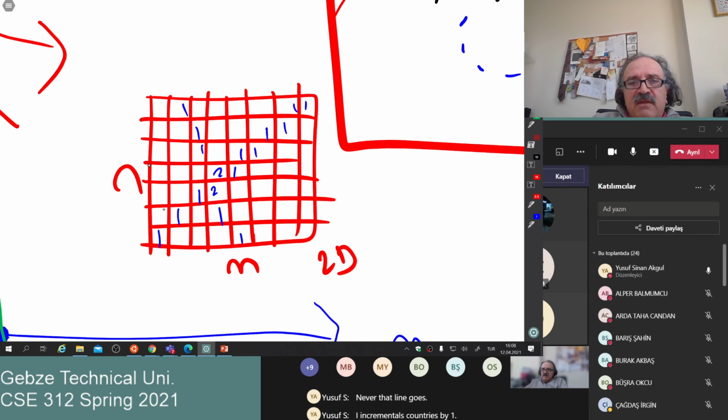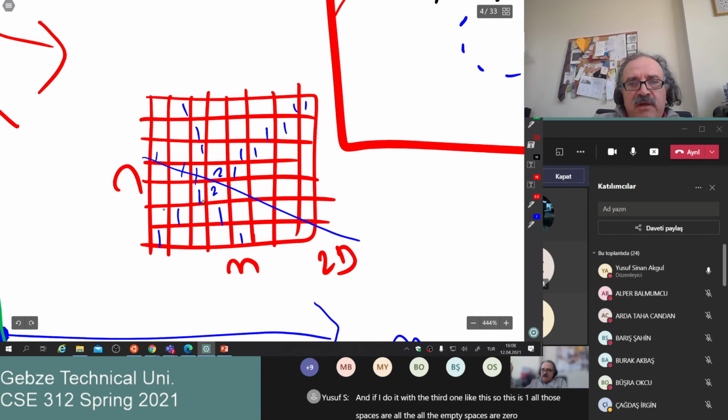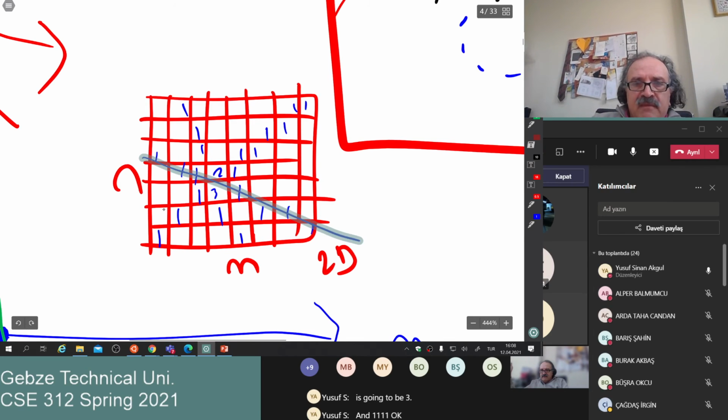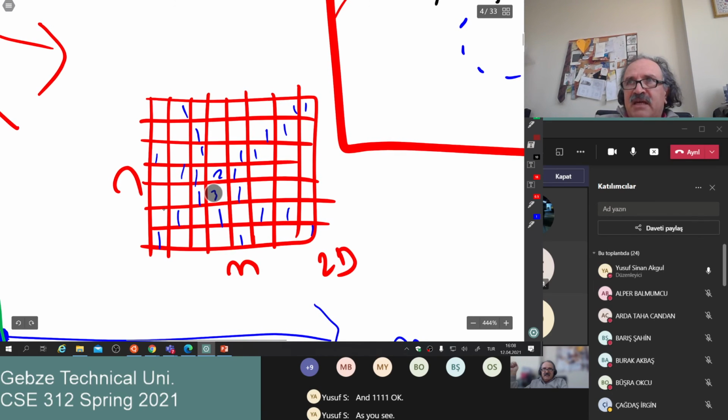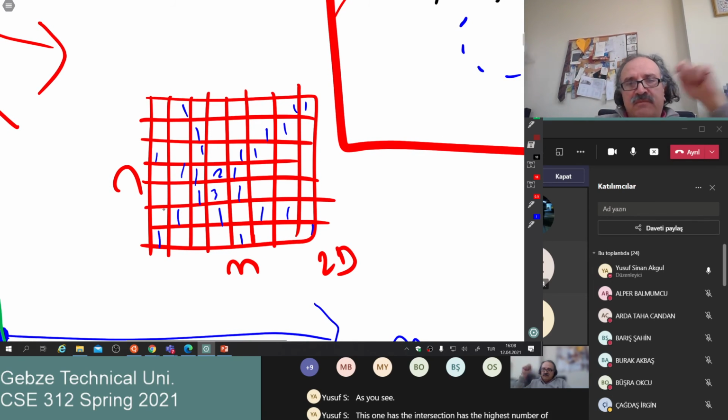And if I do it with the third one like this, so this is 1. All the empty spaces are zeros. 1, 1. Now this one is going to be 3 and 1, 1, 1, 1. As you see, this one has the intersection. It has the highest number of votes.